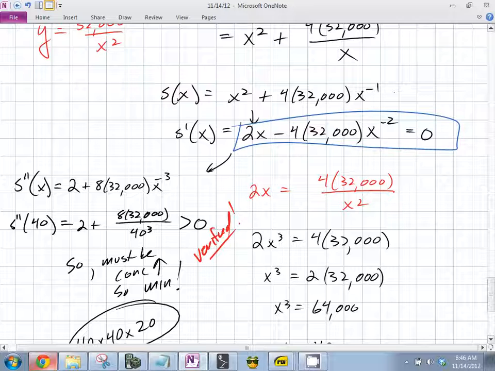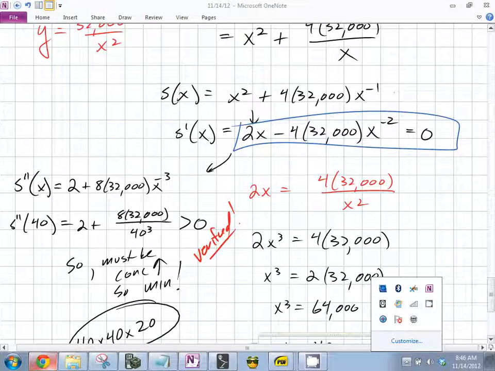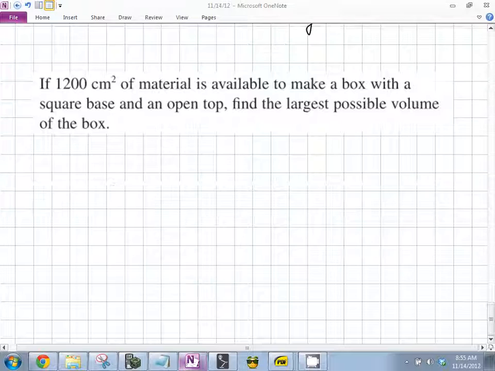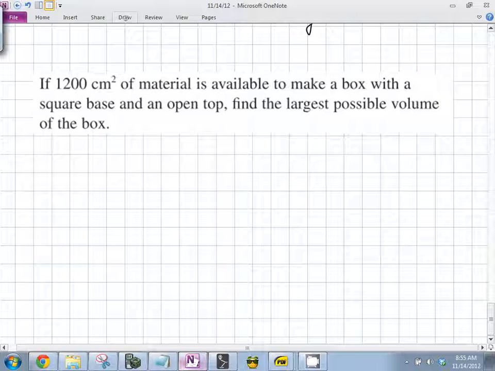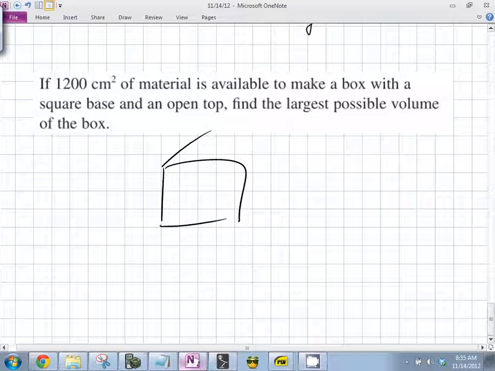Okay, let's do a little more. What do you do? Draw a picture. Oh, thank you for saying that. It was great that everybody said that. Box with a square base, so it's x, x, and y. Nice. So, 1,200 centimeters of material is available to make a box with a square base and an open top.